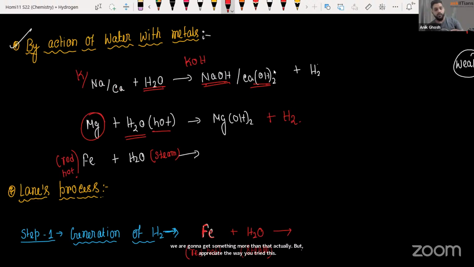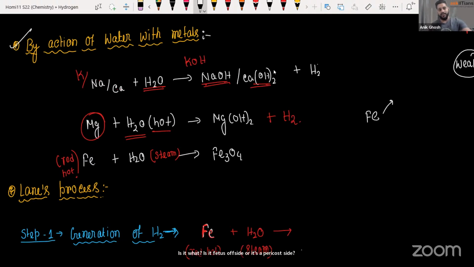Now, in this case, what we actually get is, you remember this particular reaction, guys? We get Fe3O4. What is this? Write it down. What's the name of this molecule? Fe3O4. Is it rust? Is it ferrous oxide or is it ferric oxide? What is it?